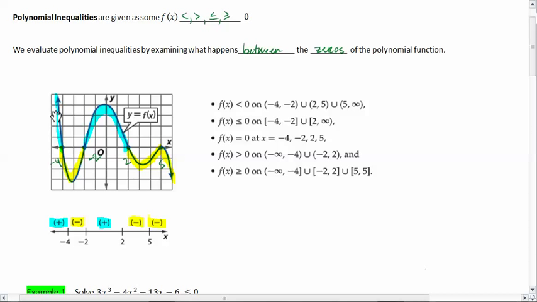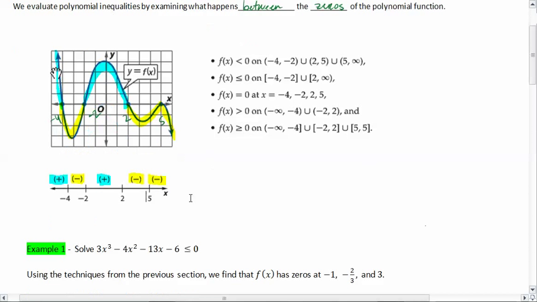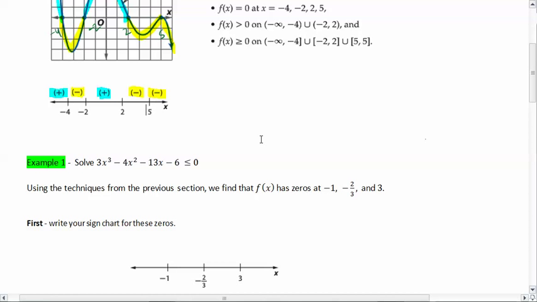So maybe at 4 you have x plus 4, and you just have it to the 1. You only have it one time, or you could have it 3 times, because anytime we have an odd multiplicity, we are going to pass through the x-axis. That's the rule for a multiplicity of zeros.